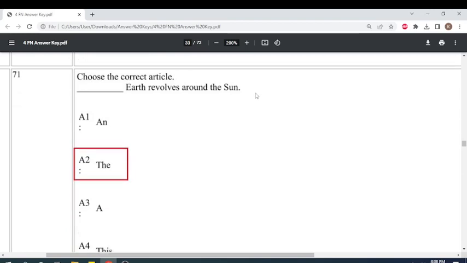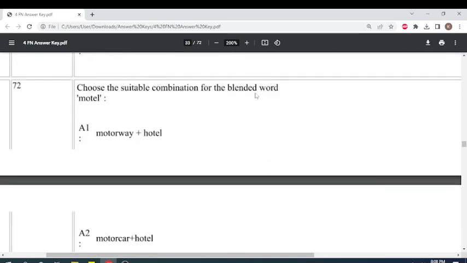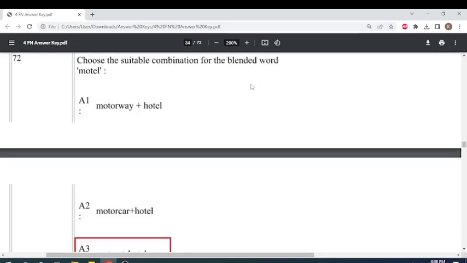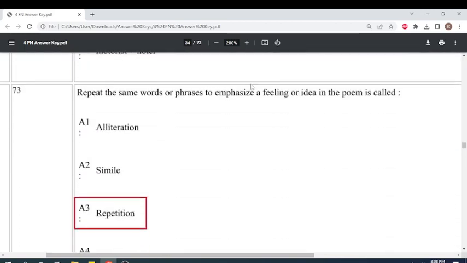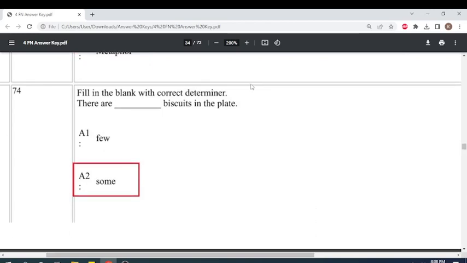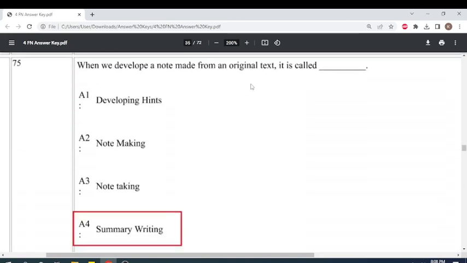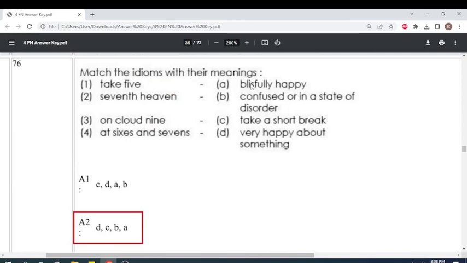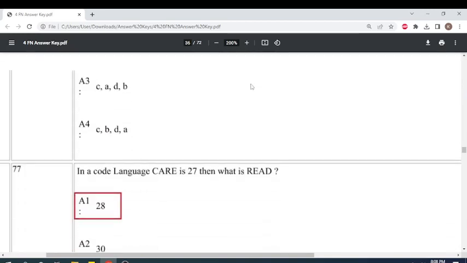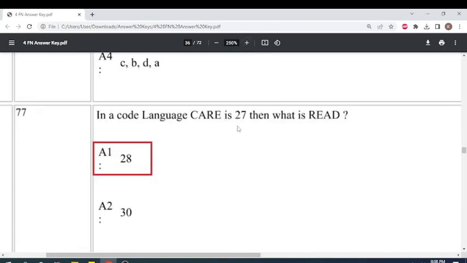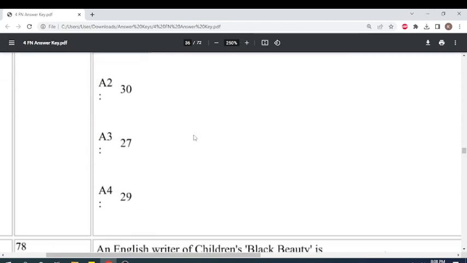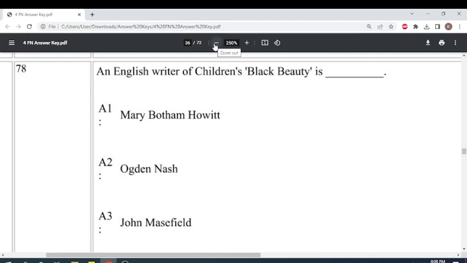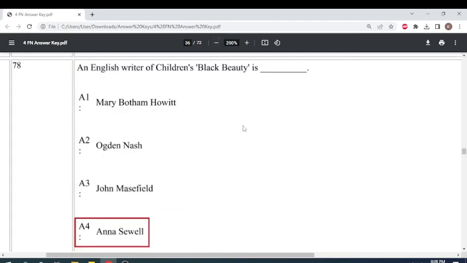71 question can answer A2. 72 question can answer A3. 73 question can answer A3. 74 question can answer A2. 75 question can answer A4. 76 question can answer A2. 77 question can answer A1. 78 question can answer A4.